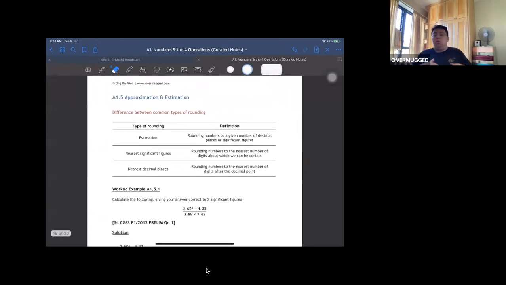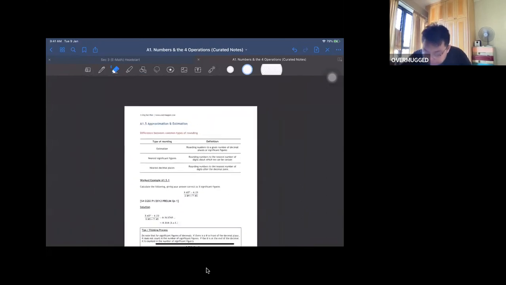Okay, approximation and estimation. Now, this one is also something that everyone knows, so I'm not going to go through it. It's about how you round and how you estimate something. There are a few question types to memorize or to know. This one we can go through next time.